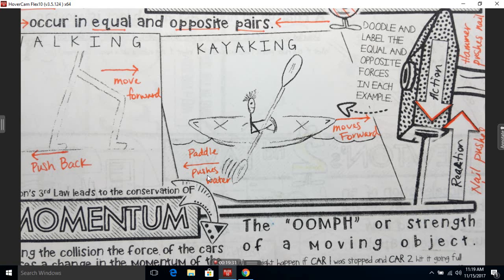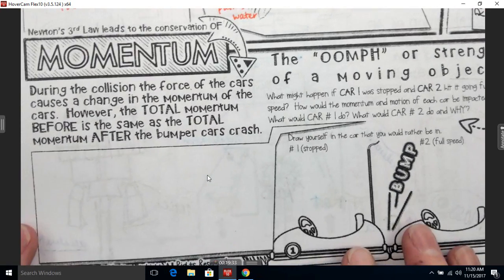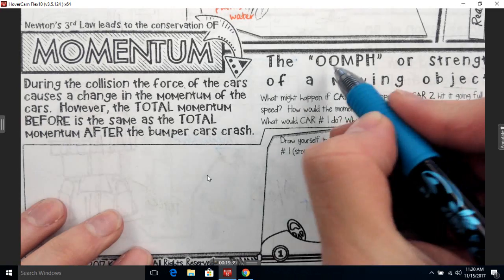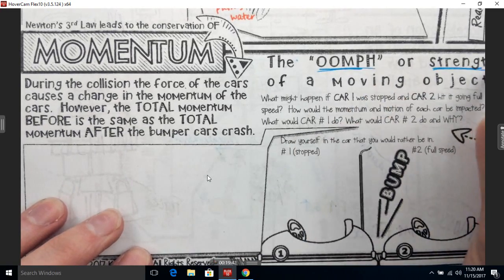Okay, last thing, momentum. I did momentum in blue. Blue will work.